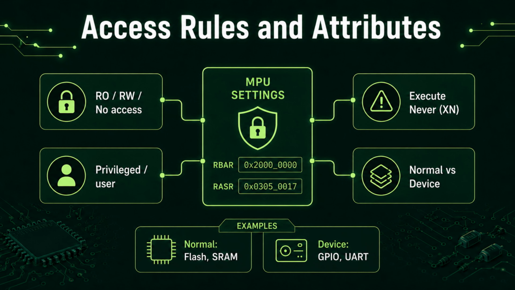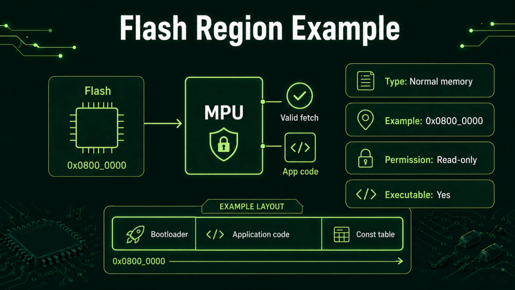The memory type is also important. Flash and SRAM are configured as normal memory. Normal memory can support caching, buffering, and normal processor access behavior. Peripheral registers must be configured as device memory. Device memory preserves the ordering and access characteristics required by hardware registers. On Cortex-M devices, these properties are configured through registers such as the region base address register and the region attribute and size register. Flash memory contains executable firmware, so its MPU configuration must allow instruction fetches.